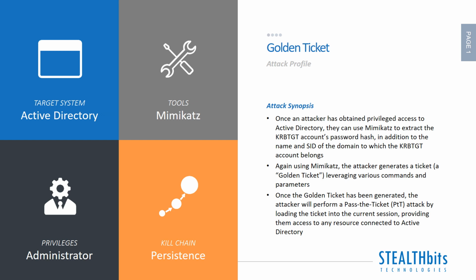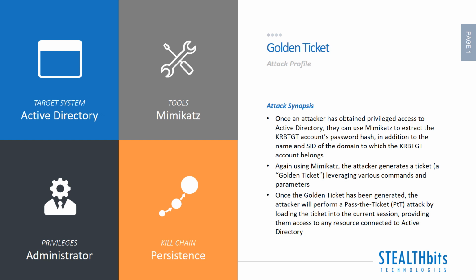In this video, we will be covering the golden ticket attack. The golden ticket attack is a way to forge Kerberos tickets by compromising the KRBTGT account, which is the Kerberos service account responsible for generating and validating Kerberos tickets within Active Directory.